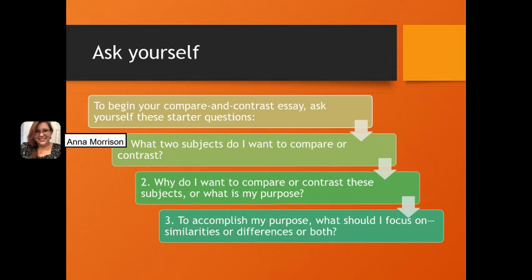When you're asked to write a comparison and contrast essay or paragraph, ask yourself, what two subjects do you want to compare or contrast? And why do you want to compare or contrast these subjects, or what is your purpose? And to accomplish your purpose, what should you focus on? Similarities or differences or both?